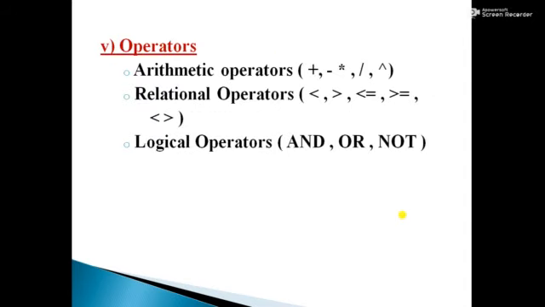Okay. The next one, operators. Operators are symbols which are used to perform some operations. These are the operators available in QBasic. First one is arithmetic operators. What are the arithmetic operators we are using? Plus, minus, star, slash, then the power symbol.